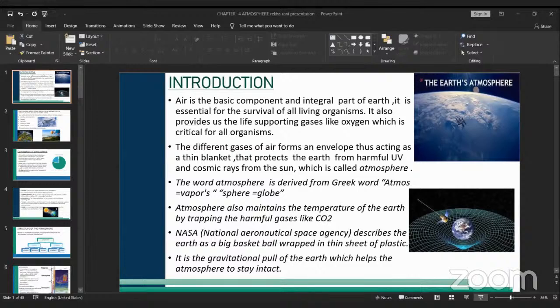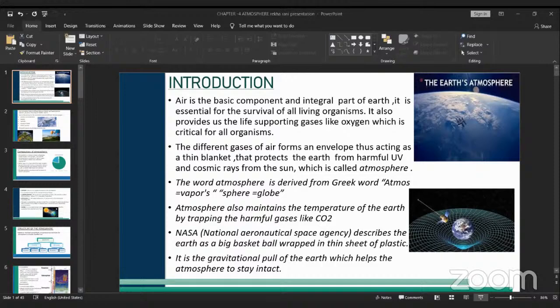The homosphere extends up to a height of 90 kilometers, and it has important gases like nitrogen, oxygen, carbon dioxide, and argon. It has three important layers: troposphere, stratosphere, and mesosphere. The troposphere is the first layer of the atmosphere, and all the weather conditions take place in the troposphere itself.